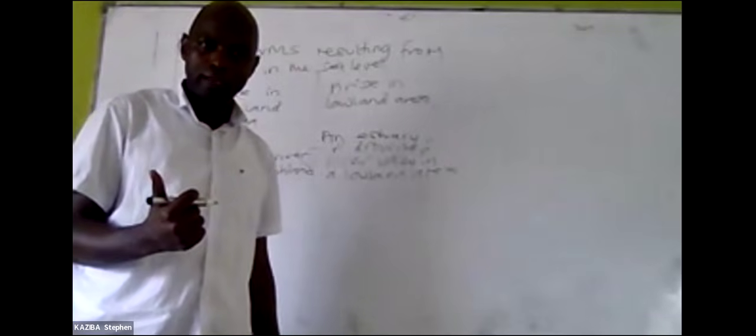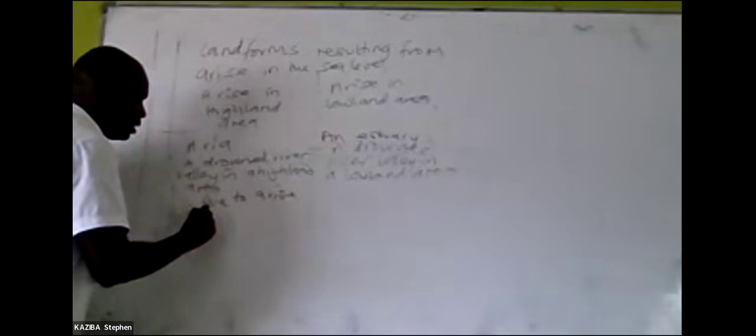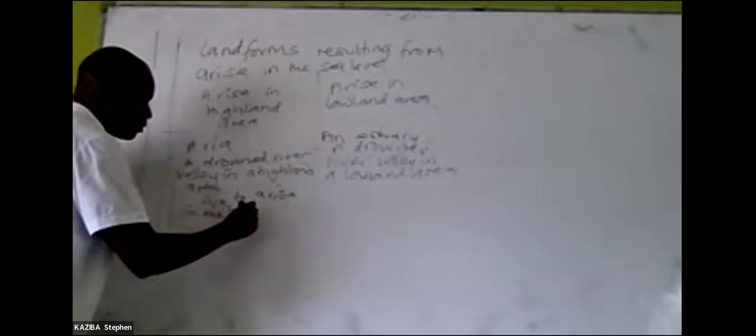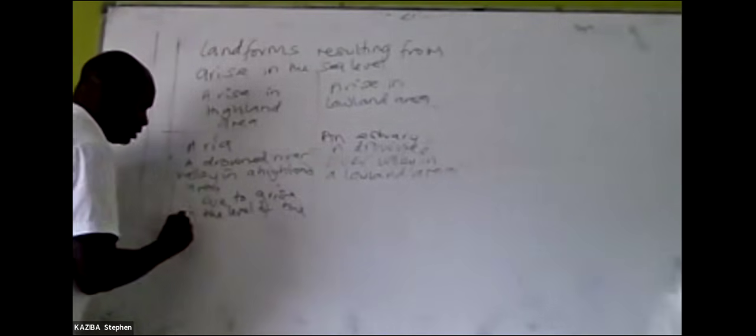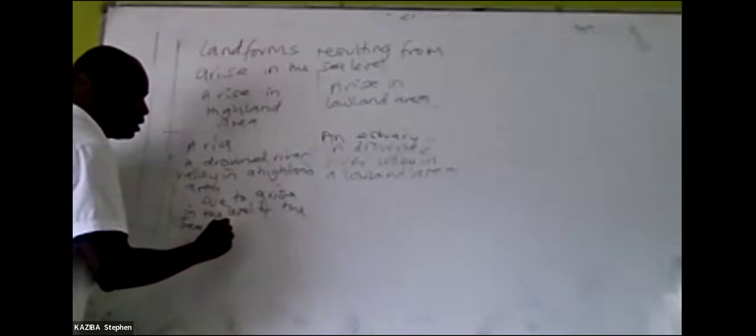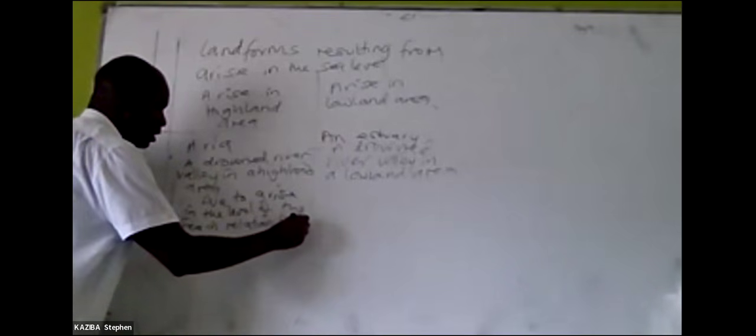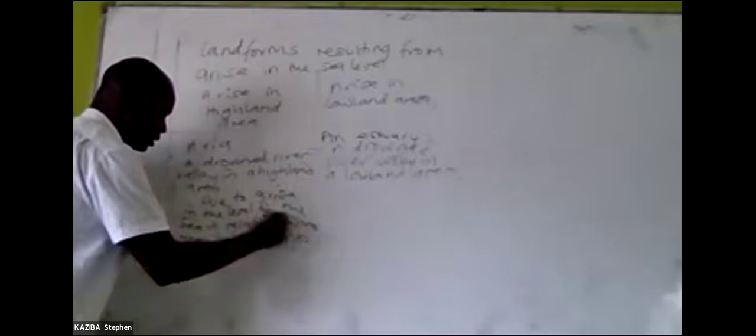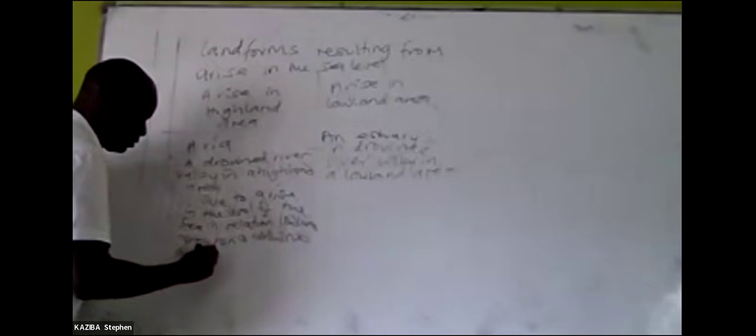I guess the point is taken. So when you're drawing, how are they formed? They are formed due to a rise in the level of the sea, in relation to lowland area, hence drowning the river mouth.